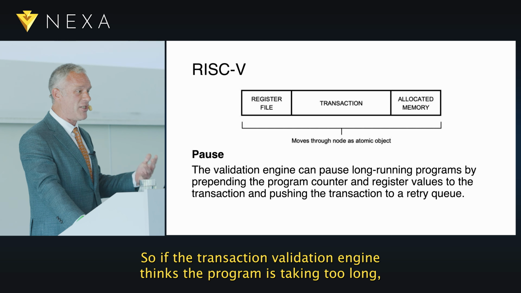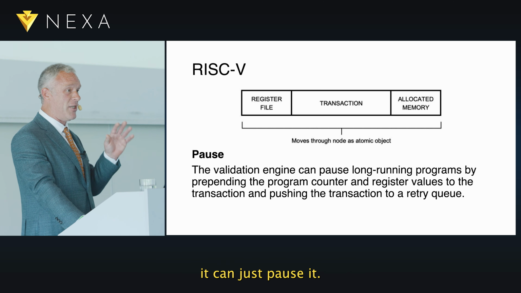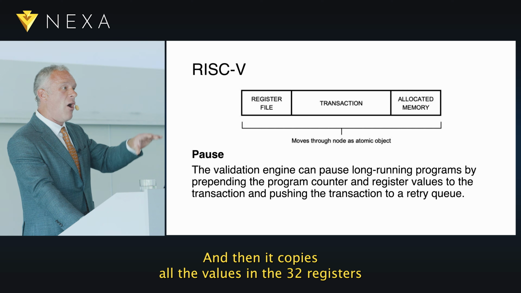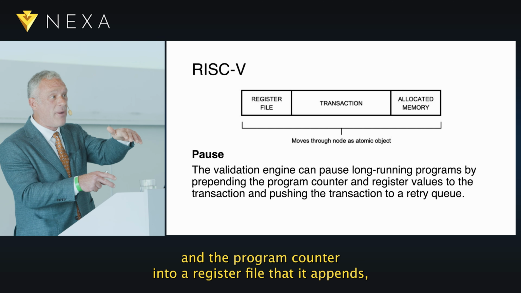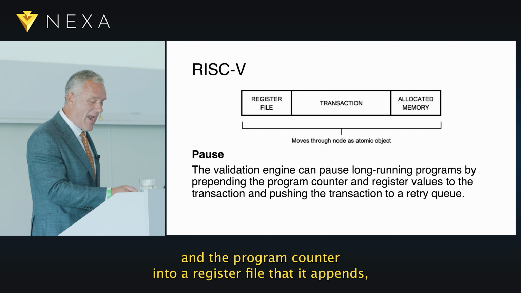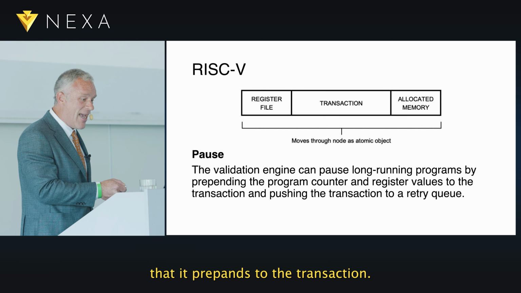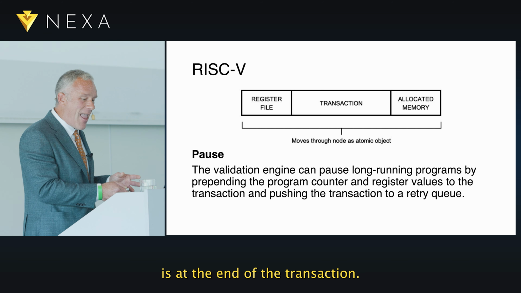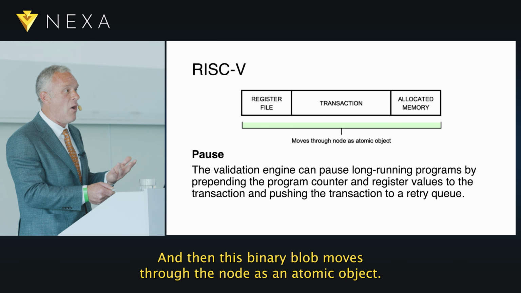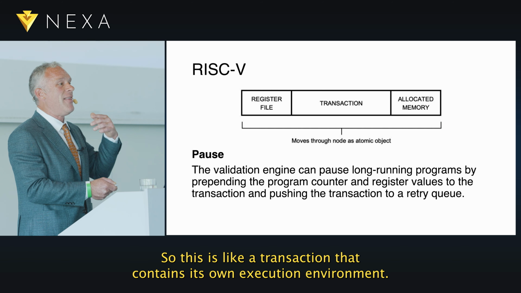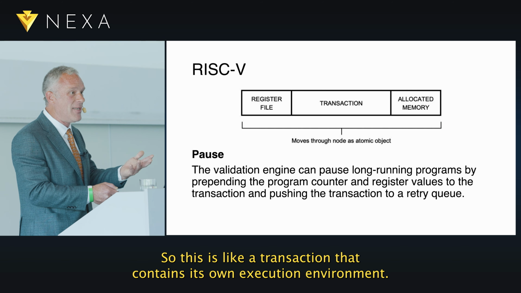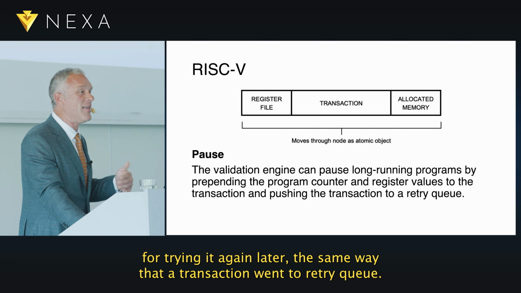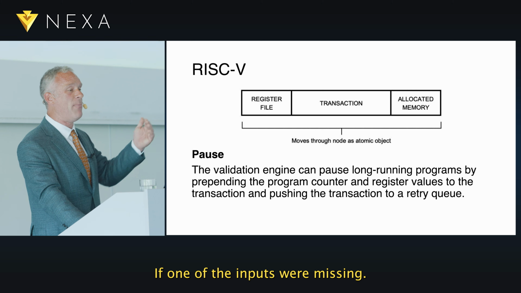If the transaction validation engine thinks a program is taking too long, it can just pause it, and it does that by basically stopping the clock to the RISC-V machine. Then it copies all the values in the 32 registers and the program counter into a register file that it prepends to the transaction. Any of the allocated memory that's been used is at the end of the transaction. Then this binary blob moves through the node as an atomic object. So this is like a transaction that contains its own execution environment. That might enter a retry queue for trying it again later, the same way a transaction would enter a retry queue if one of the inputs were missing.